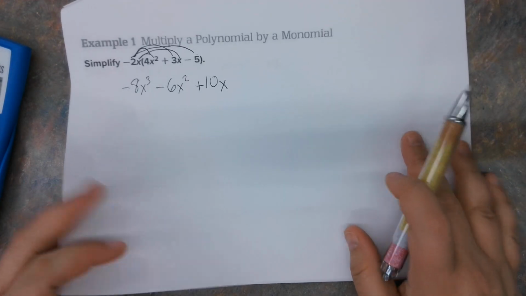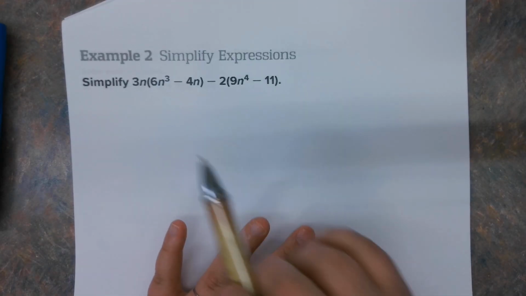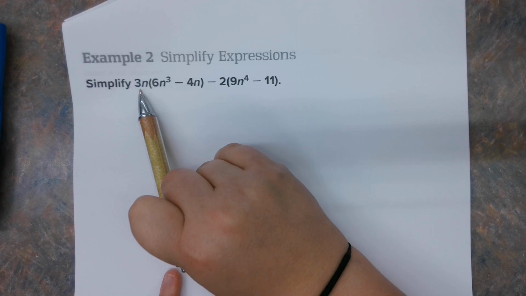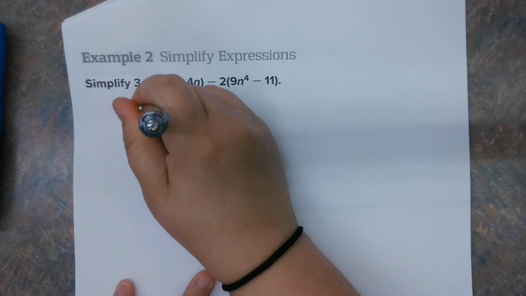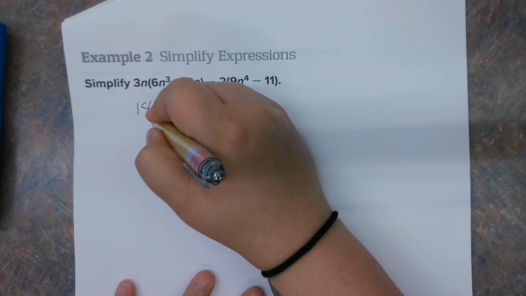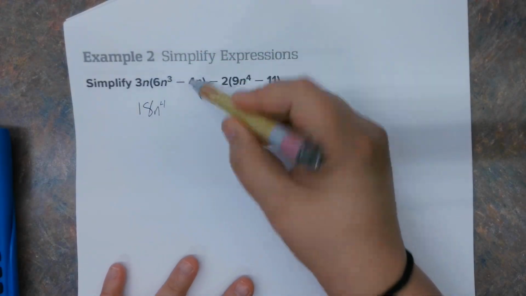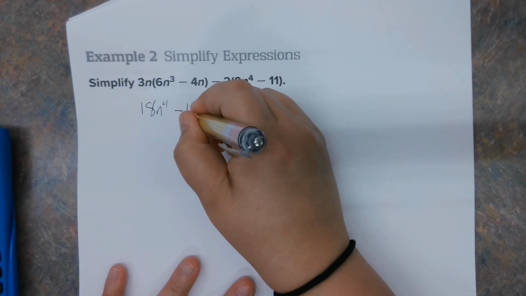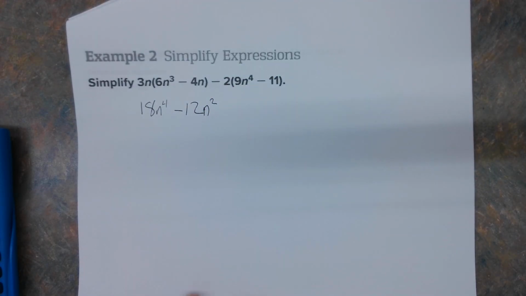Okay. Moving on to example 2. Sometimes you will have enough numbers that after you distribute, you will need to simplify. So starting here, I have 3n times 6n to the third. 3 times 6 is 18. N times n to the third is n to the fourth. And then I have 3 times negative 4 is going to be negative 12. N times n is n squared.